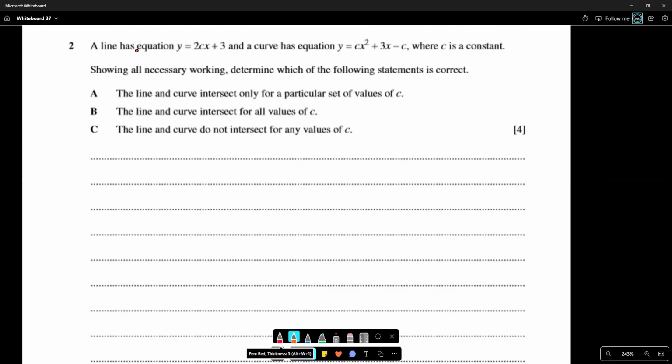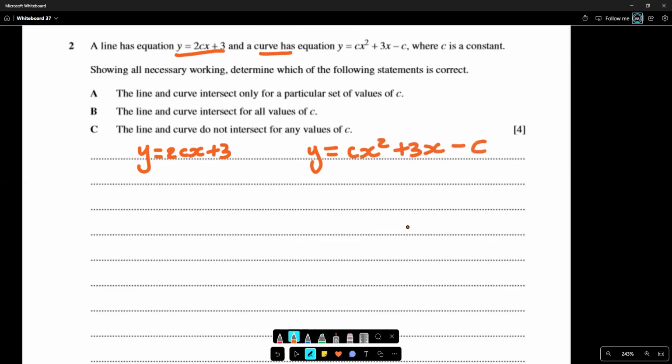So they say a line has the equation this. Let me write it down here. y equals 2cx plus 3. And a curve has the equation y equals cx squared plus 3x minus c, where c is a constant. Showing all necessary calculations, determine which of the following statements is correct.